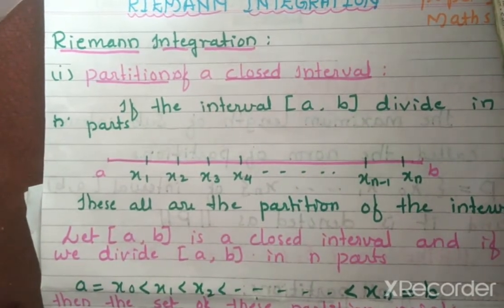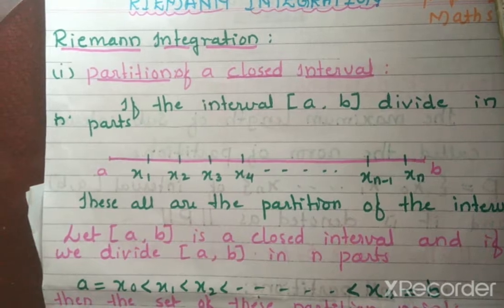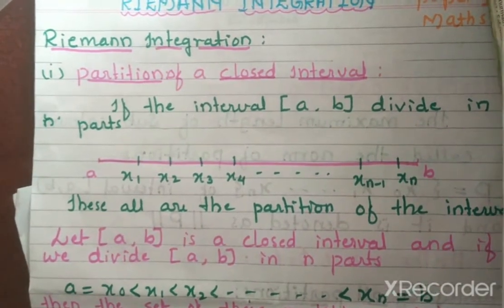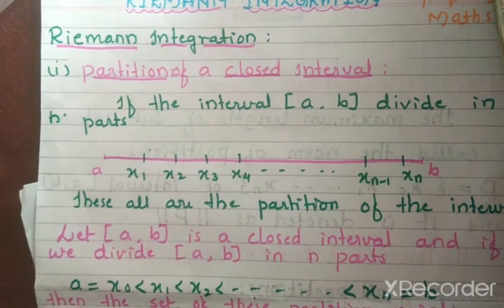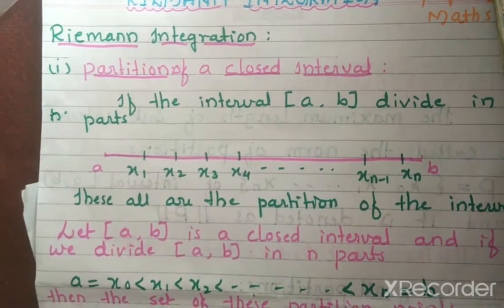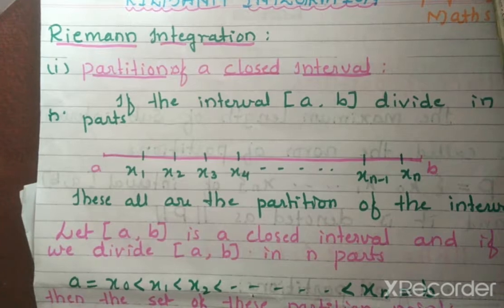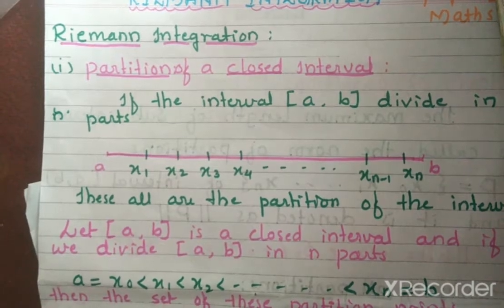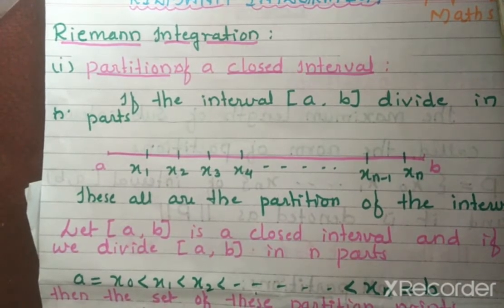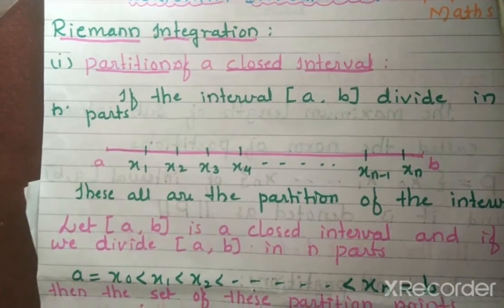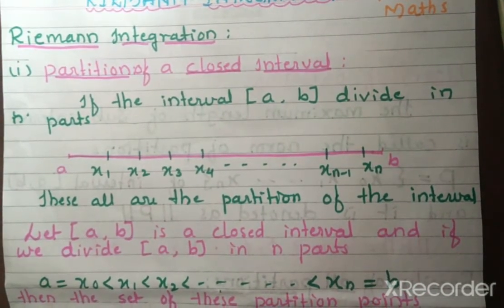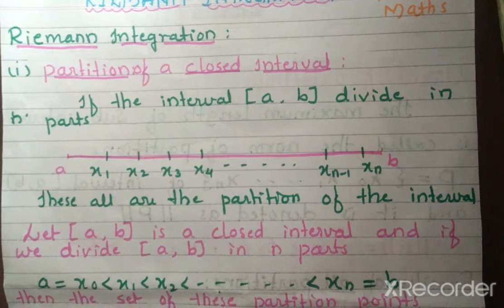First we want to know, in Riemann integration, what is the partition of a closed interval. Partition of a closed interval. Suppose first we know what is partition. Partition of a closed interval: if the interval AB is divided in n parts.